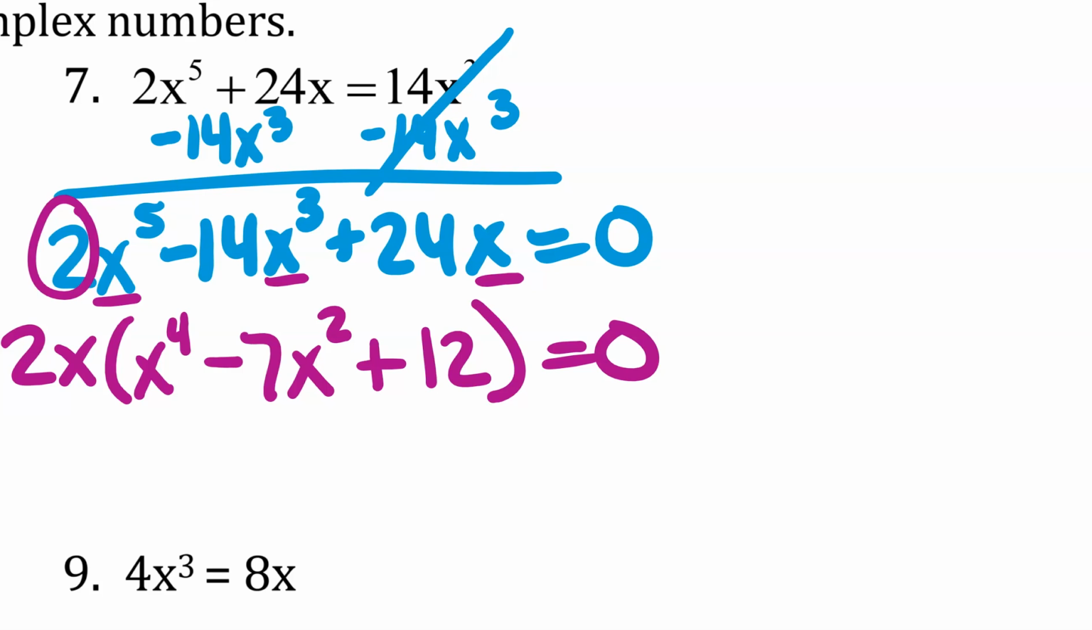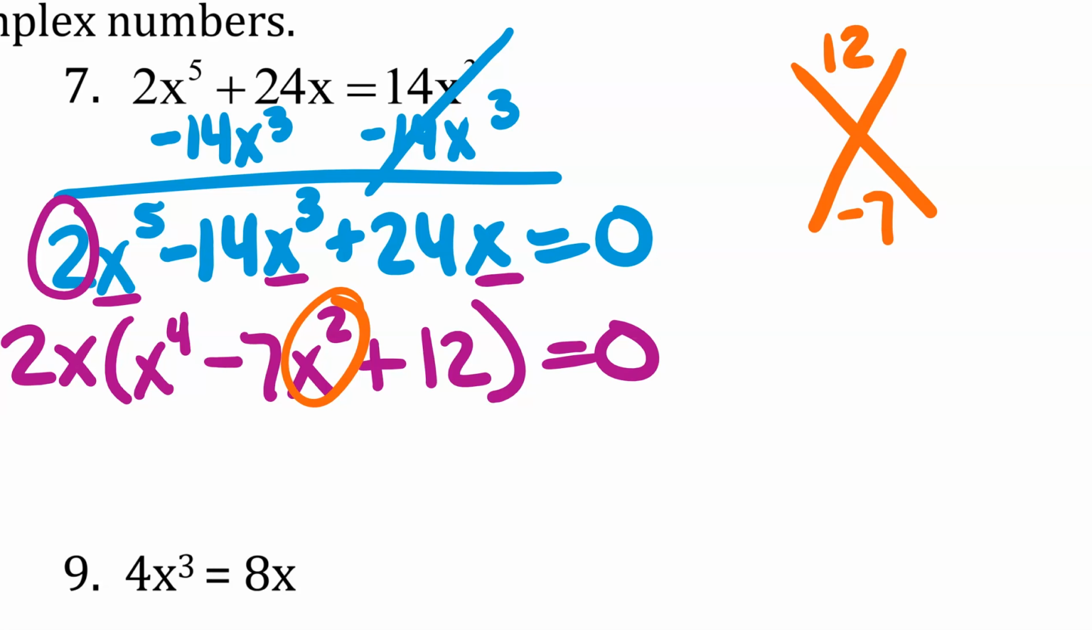Just like the last one, I am going to do it without using u substitution again, just to show you that you don't have to use it. Your middle terms just need to be x squareds. So my top number is 12, my bottom is negative 7.